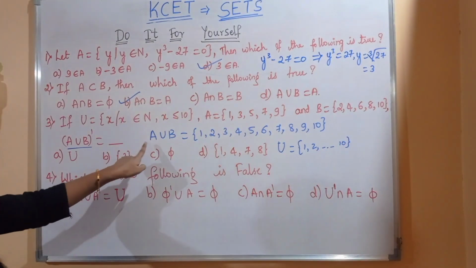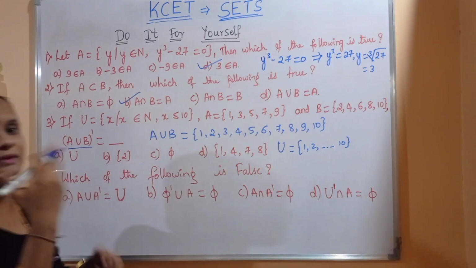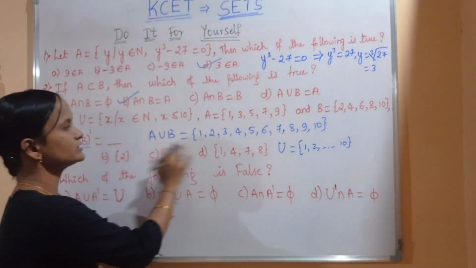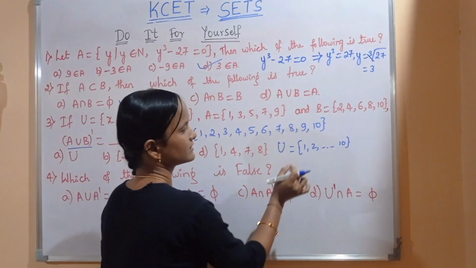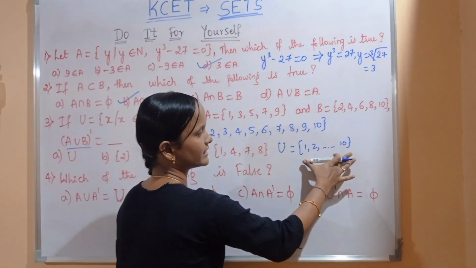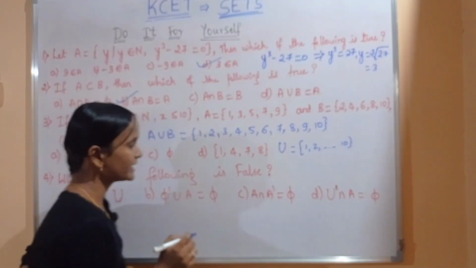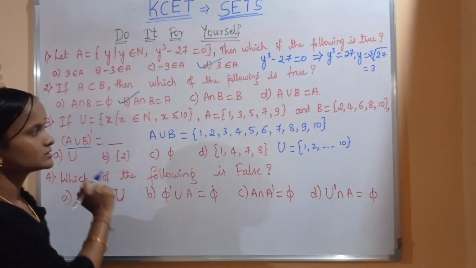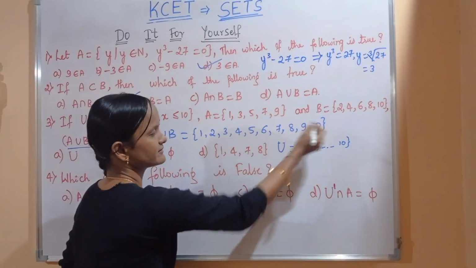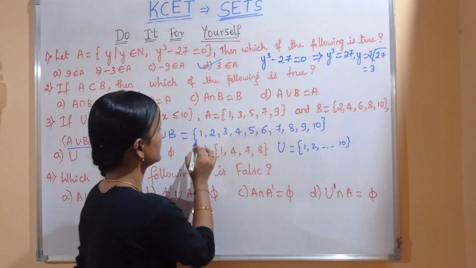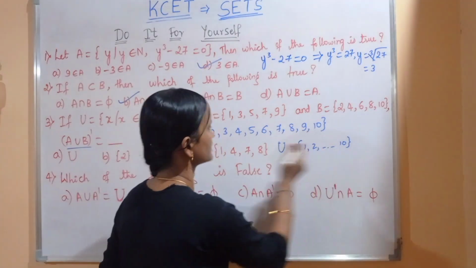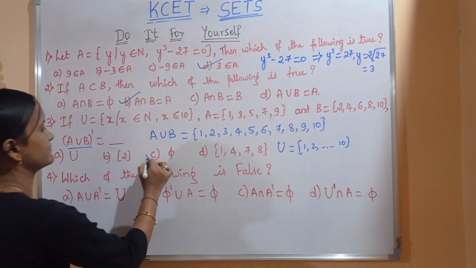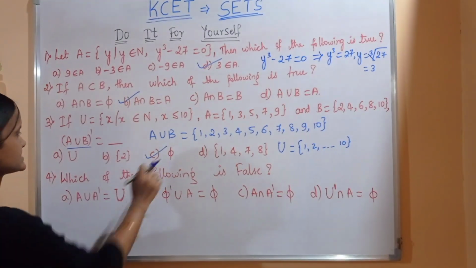Next, what is A union B complement? A union B complement means you should leave all these elements and write which are not there in this set. You should write the elements from the universal set leaving this. Here also 1 to 10, here also 1 to 10. Leaving this means there is nothing left. Therefore, it is empty, so the empty set.